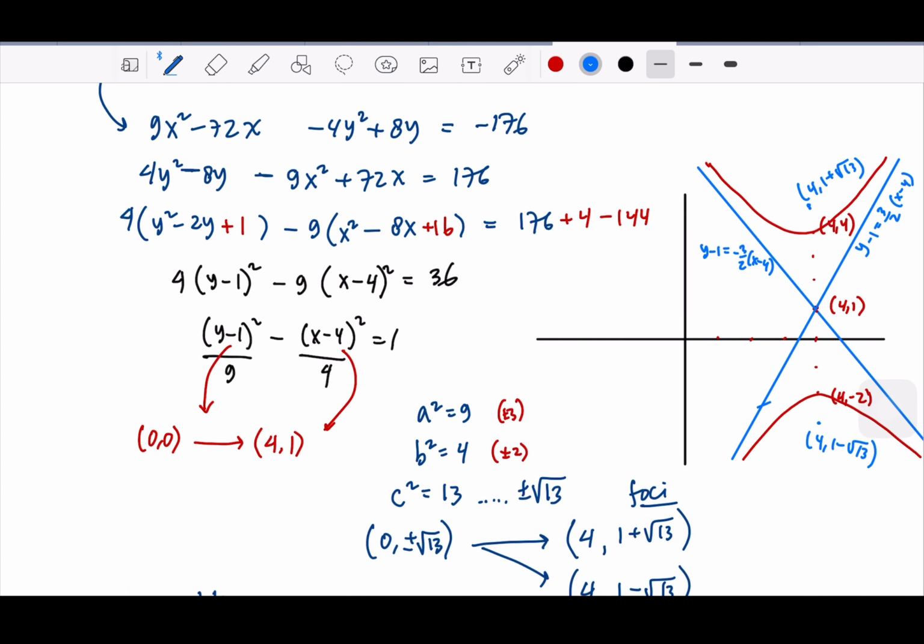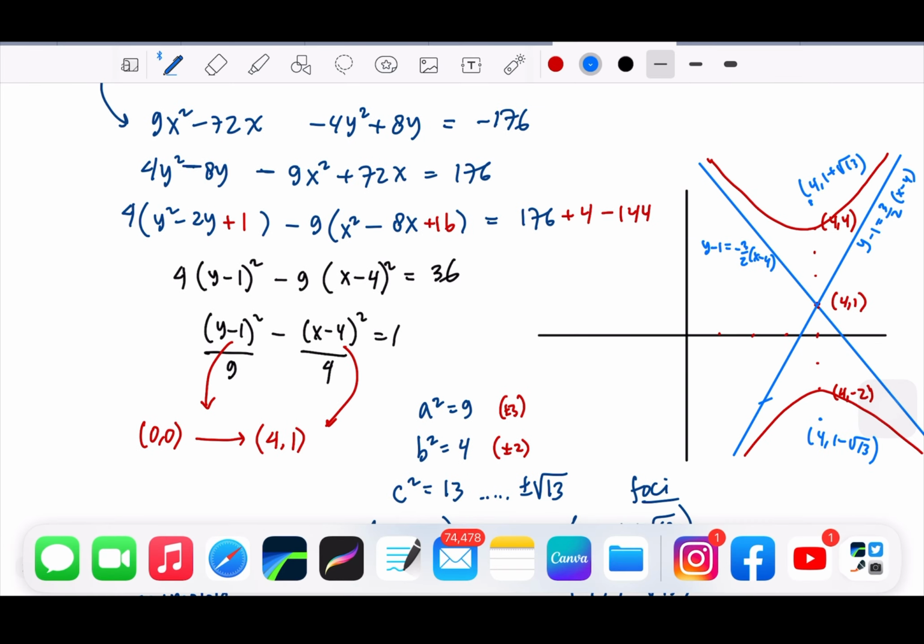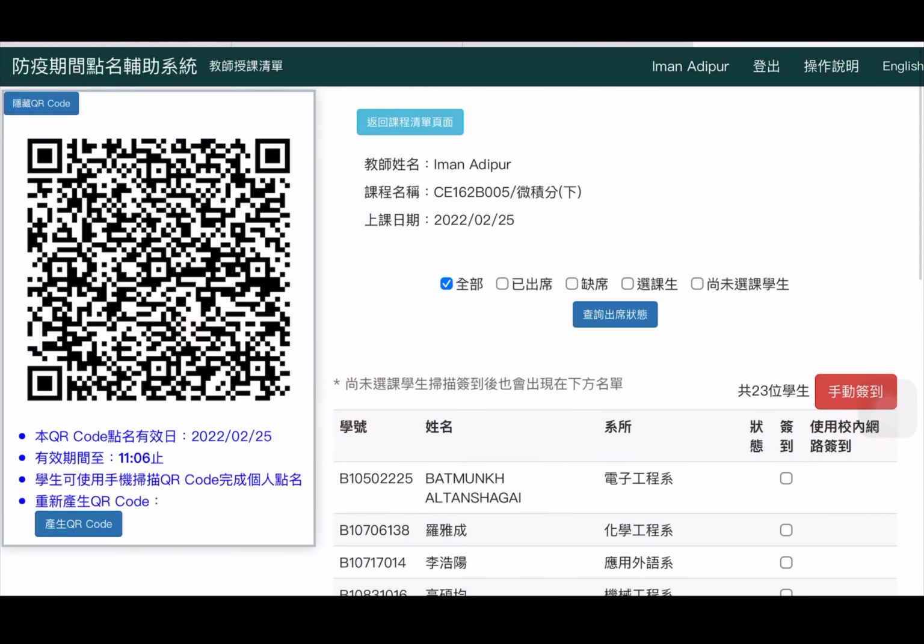So I will have some feedback for you. So let me go by here. You can scan the QR code if you haven't. And we will play a little game.